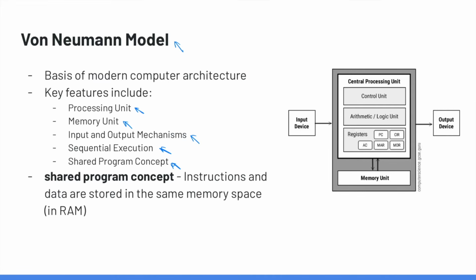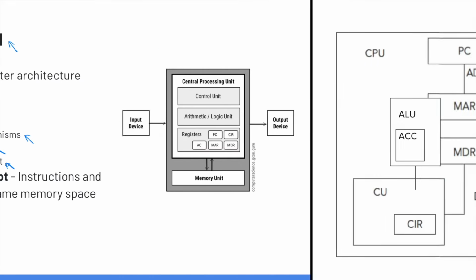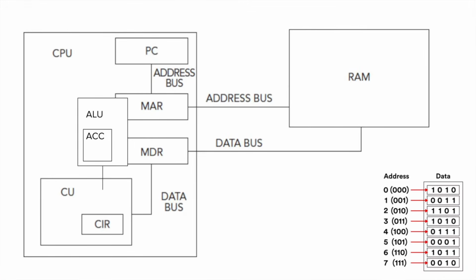Now, the shared program concept is the idea that the instructions for what the computer should do and the data for what those instructions are going to act upon are all stored together in the RAM in the same memory space. Now, to get a more practical idea of how the von Neumann model works, we're going to look at how a computer that follows the von Neumann model functions. Right here, this basically shows a couple of different components, including the CPU and the RAM.